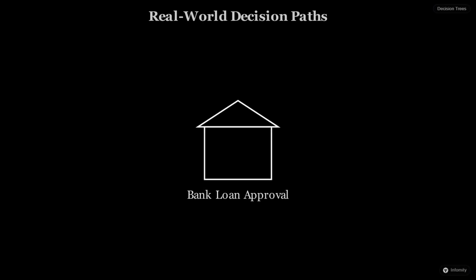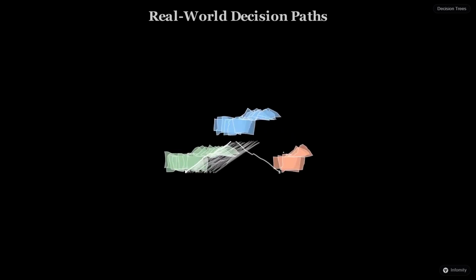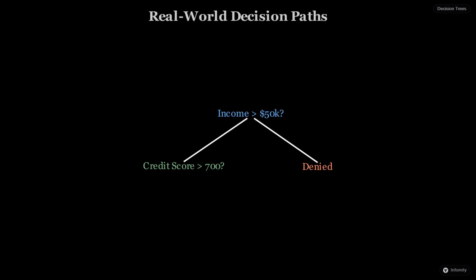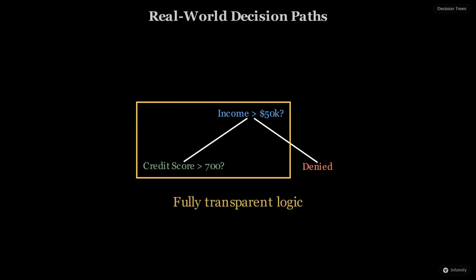In the real world, you see these trees everywhere, from credit scoring to medical diagnosis. A bank might use a tree to decide if you qualify for a loan by asking about your income and history. Because every path is a series of logical steps, it is easy for a human to audit the decision.